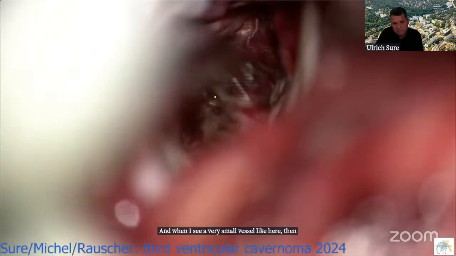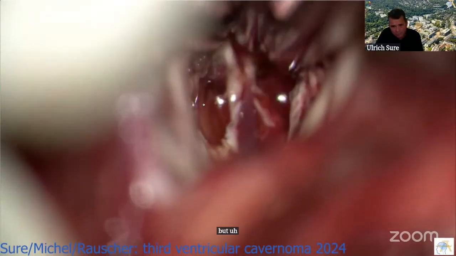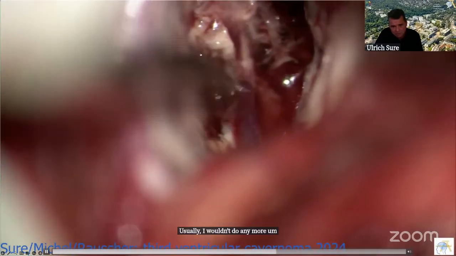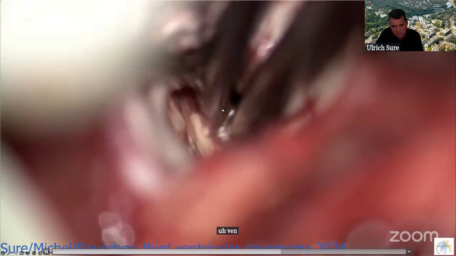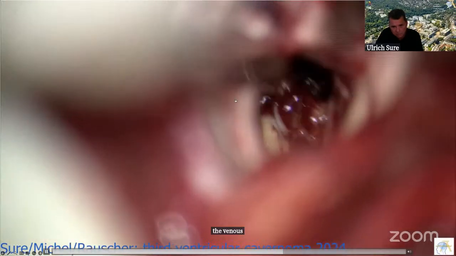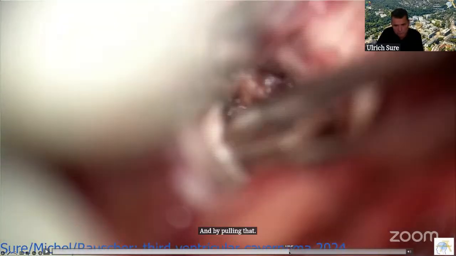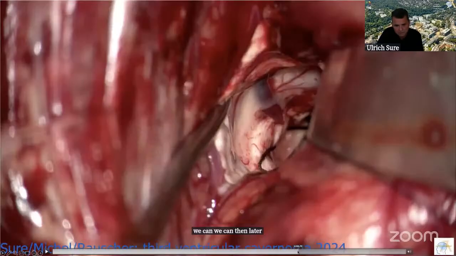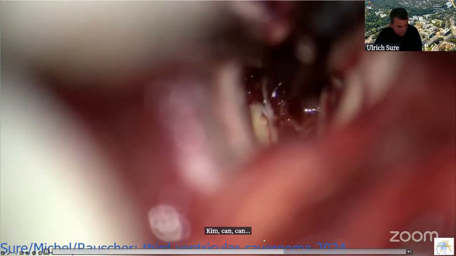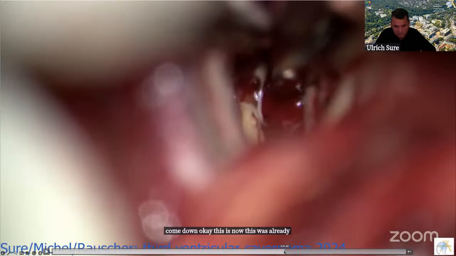Okay, but usually I wouldn't do any more. We can see a small venous vein here. I coagulate and then cut it, and by pulling that, we can then later come down.